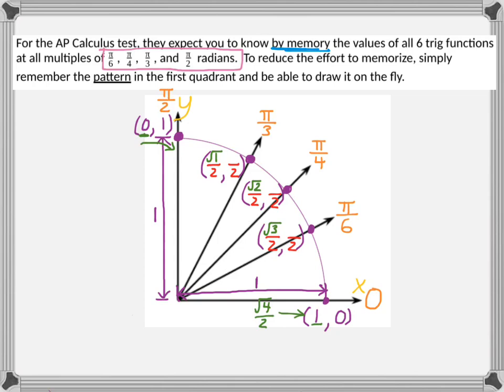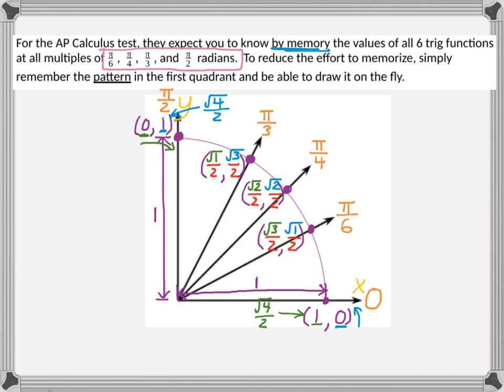Then for the y-coordinates, we count backwards from there, going up on the coordinates. So we have square root of 1 over 2, then square root of 2 over 2, square root of 3 over 2, and again 1, finishing up with square root of 4 over 2. Here I have all the coordinates of those points that I need in the first quadrant.